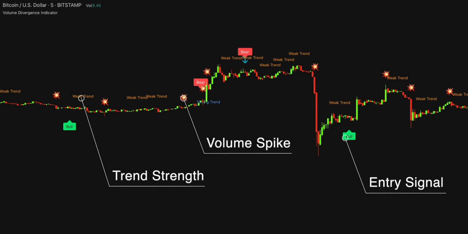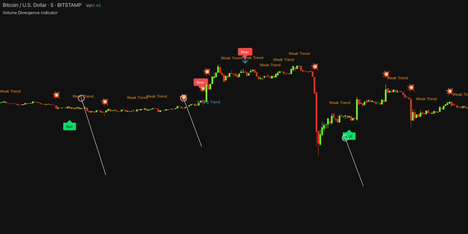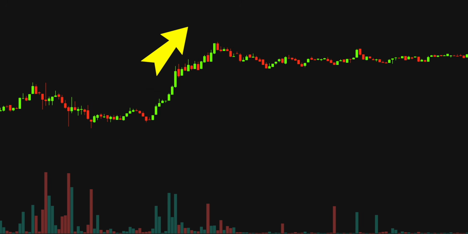The underlying principle of the VDI is that the volume of trades should generally correlate with the direction of the price movement. That is, in a healthy uptrend, volume should increase as prices rise, signifying growing buyer interest. Similarly, in a healthy downtrend, volume should increase as prices fall, suggesting growing selling pressure. For example, if the price is rising but volume is falling, this is called bearish divergence and can signal that the uptrend is losing momentum and may soon reverse.